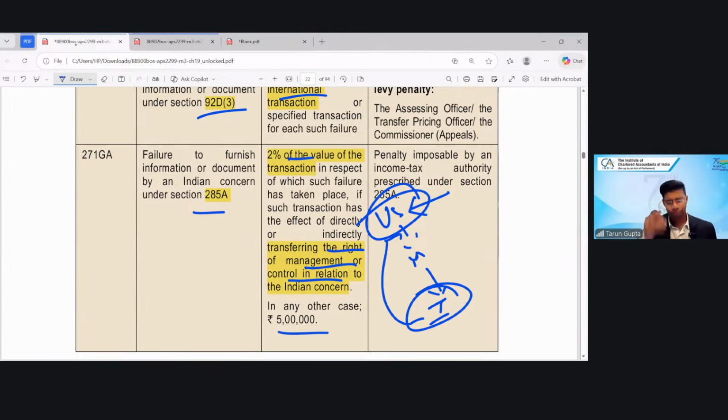Why? Because in the first case, if the control and management of the Indian company has been transferred, then this transaction will be taxable in India. The transfer of shares of the US company will be taxable in India, and there would be a capital gain. So in the absence of the Indian company reporting this transaction, the tax authority will never come to know, and there will be loss of tax revenue. Therefore, the penalty amount is also 2% of the value of the transaction. But if the shares are transferred in a way that does not impact the Indian company, then more likely than not this transaction will not be taxable in India, and therefore in this case the penalty is also limited to 5 lakh.